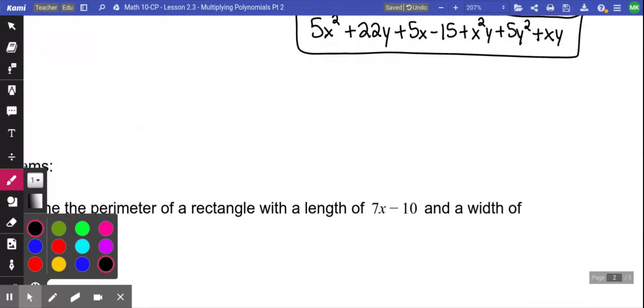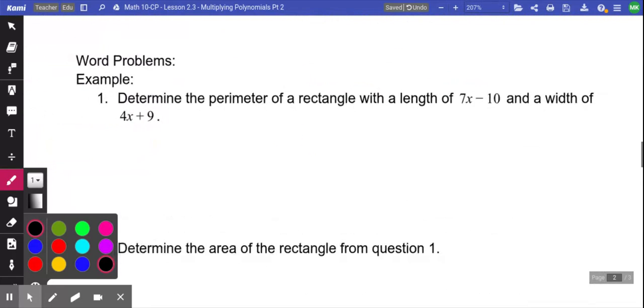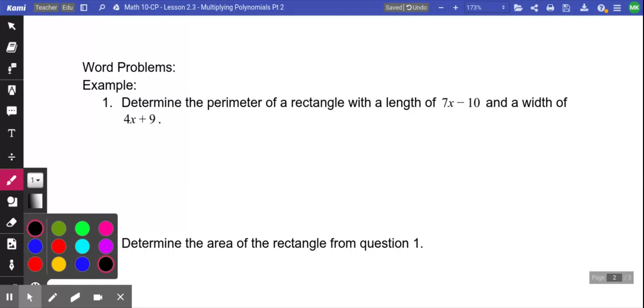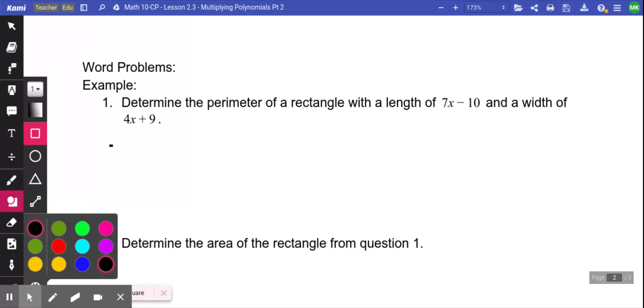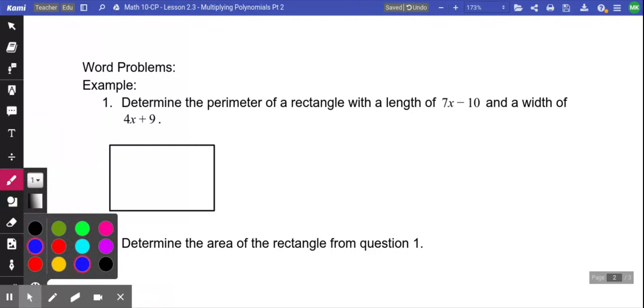Down here, we've got a couple word problems that we're going to do quick. Example 1 says determine the perimeter of a rectangle with a length of 7x minus 10 and a width of 4x plus 9. So if we imagine we have a rectangle, they've given me the width and the length. So a length of 7x minus 10 and a width of 4x plus 9.